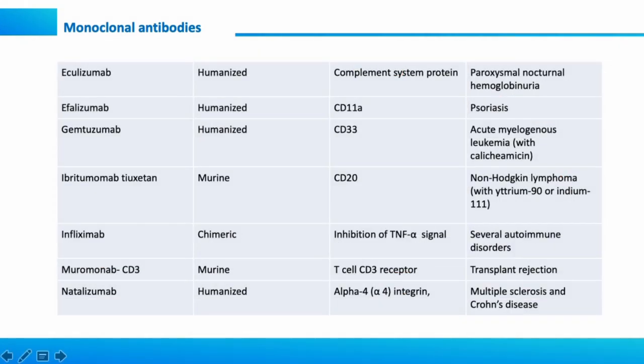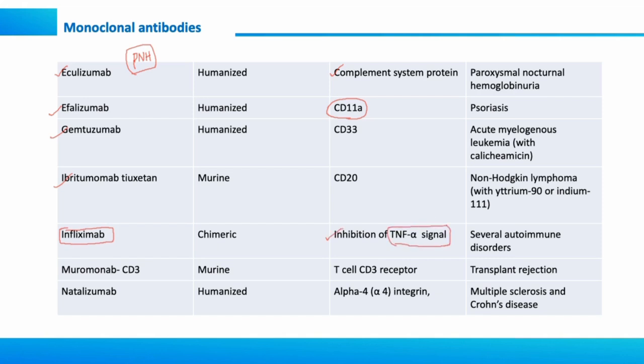The next slide, eculizumab, very important because it has a peculiar indication. It is used in paroxysmal nocturnal hemoglobinuria. It acts against complement system protein. Efalizumab, not important, latest. It is used in psoriasis and the site of action is CD11A. Gemtuzumab, it is used in AML, CD33. Ibritumomab, not important, it is used in NHL, but this is very important, infliximab. We come across this infliximab commonly, and this is the third when it comes to TNF alpha signal.